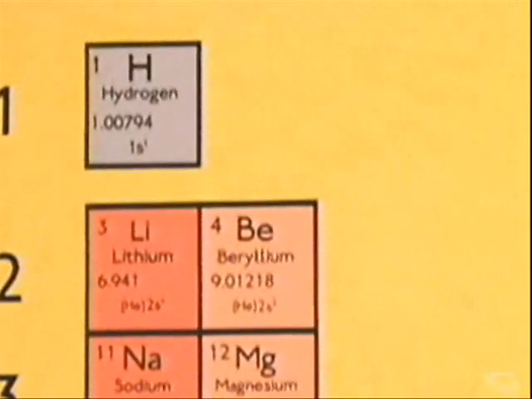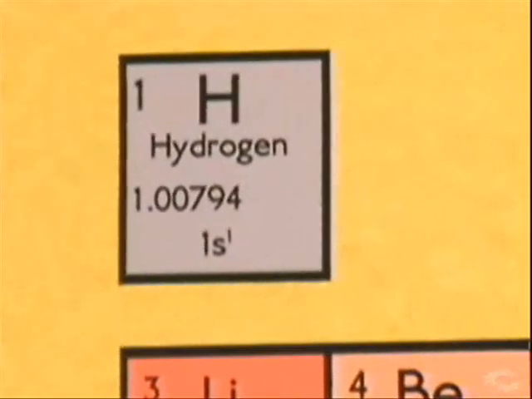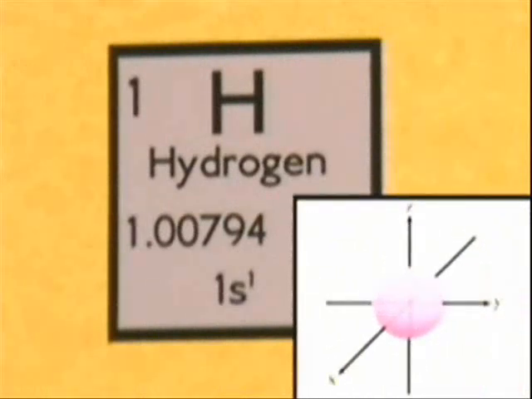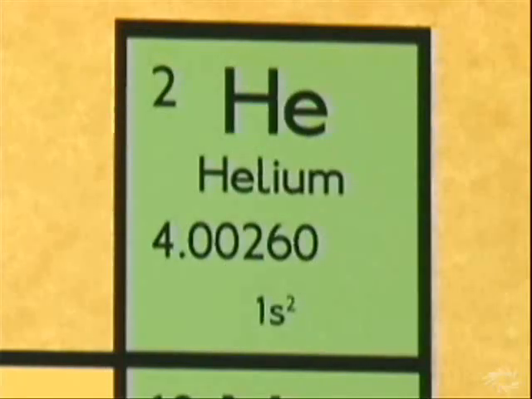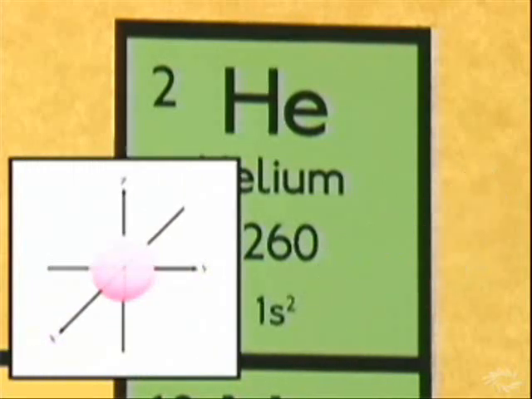Let's look at some examples of how the electron configurations of atoms are written. Hydrogen has only 1 electron in an s-shaped orbital. It is written 1s1. Helium has 2 electrons in an s orbital. It is written 1s2. This is saying in the first energy level the s-shaped orbital is filled to capacity with 2 electrons.